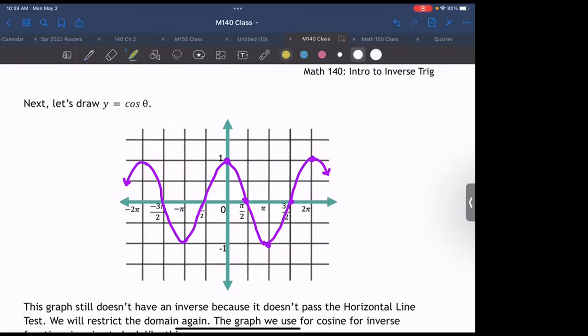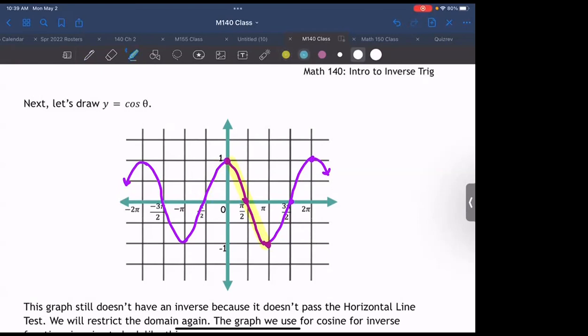Let's try restricting the domain the same way we did last time. Let's say we want to restrict the domain between negative pi over 2 and pi over 2. Let me just highlight that area. Does that pass the horizontal line test? No, right? So it seems like we can't restrict the domain in the same way as we did with sine, because doing that doesn't help us at all. So it's 0 to pi. Yes, perfect. Between 0 and pi, it looks like we have something going straight down. It doesn't curve up, so it looks like we have an inverse between 0 and pi.